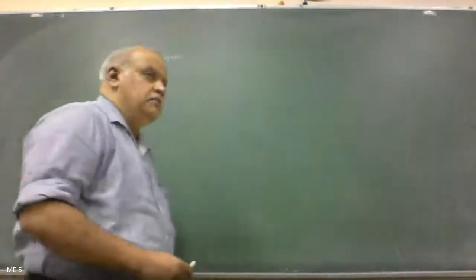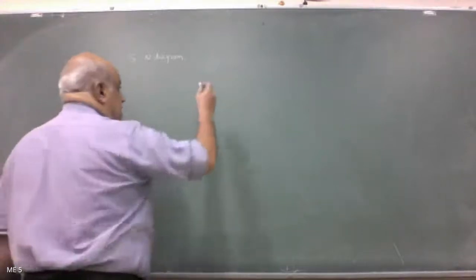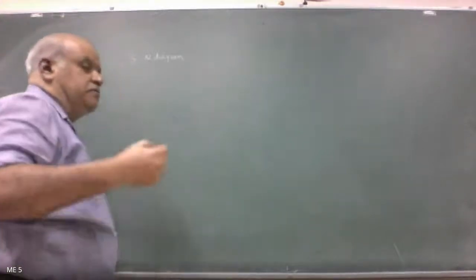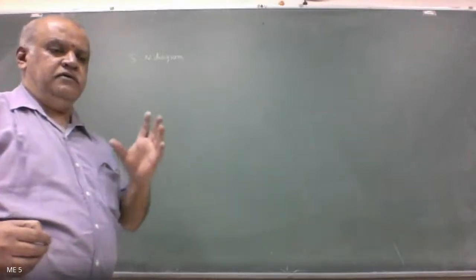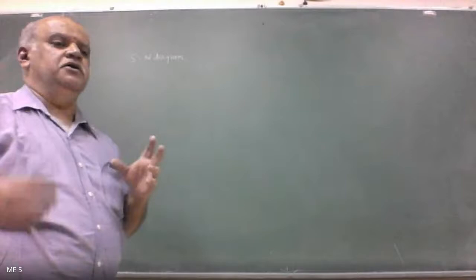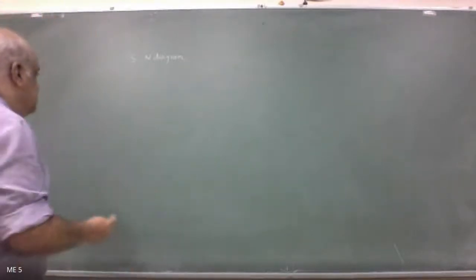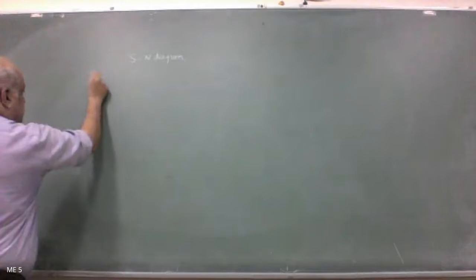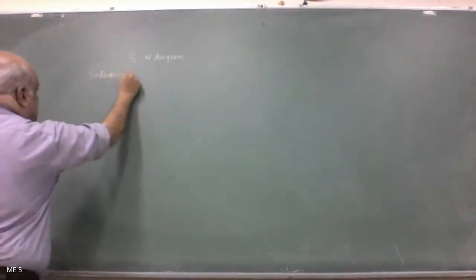Yeah. So we learned about the SN diagram. Then we learned about various analyses like Gerber's method, Soderberg's method, and Goodman's method. And then they said that Soderberg's method is widely used because it uses yield stress as reference. Now, today we are going to derive the expression of Soderberg's relation.